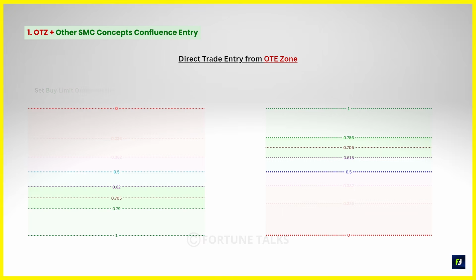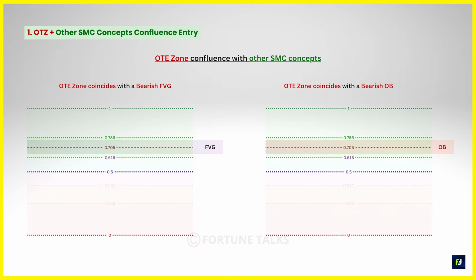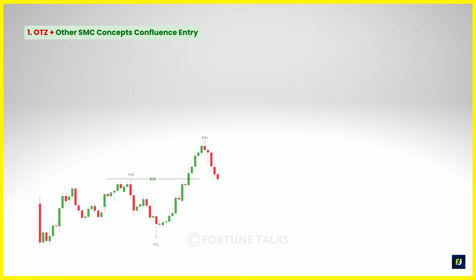So the first and most direct way to use OTE is to set your limit orders, be it buy or sell limit orders depending on the existing trend, at the OTE zone. It gets even better when this OTE zone coincides with another important SMC concept like fair value gaps or order blocks. Take this example for instance. The market is in an uptrend because we are seeing a series of higher highs and higher lows. So the first step of trend confirmation is complete.